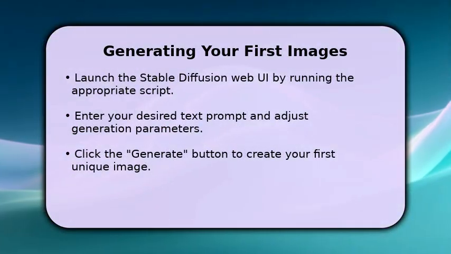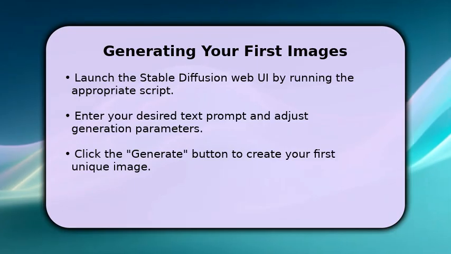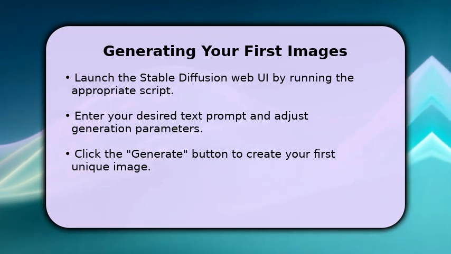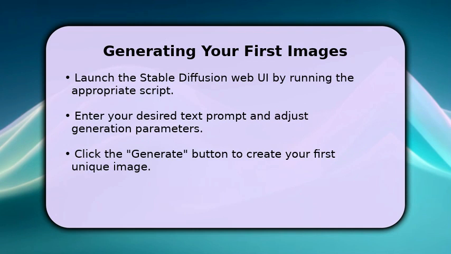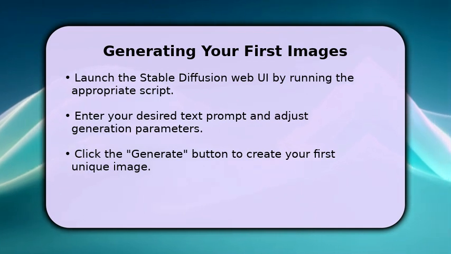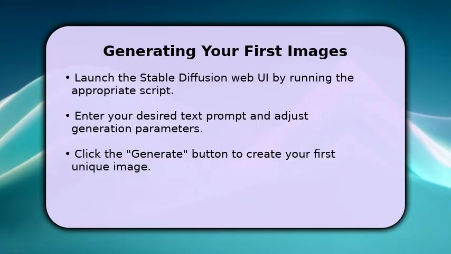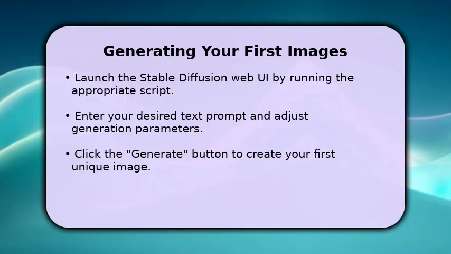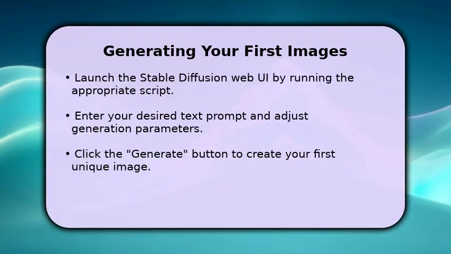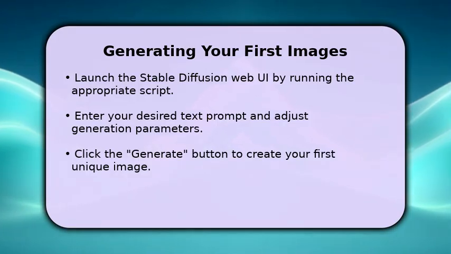You are almost ready to create. To start, simply launch the Stable Diffusion web UI by executing the provided batch or shell script. Once the interface loads in your browser, you can enter your creative text prompt describing the image you wish to generate. Experiment with various parameters like image dimensions or sampling steps. Finally, click the Generate button and watch as Stable Diffusion brings your vision to life in just a few moments.